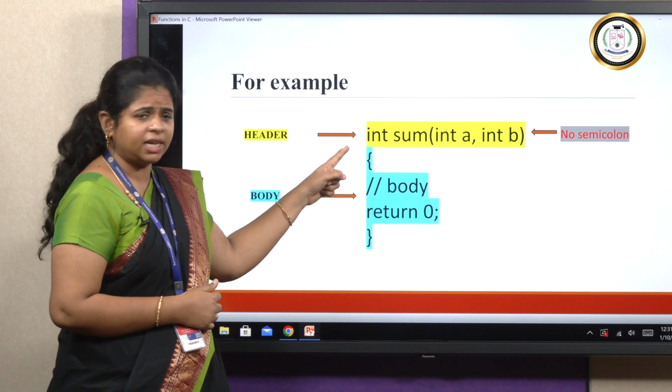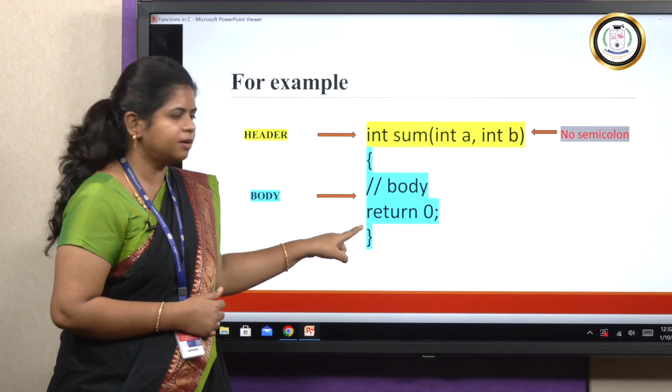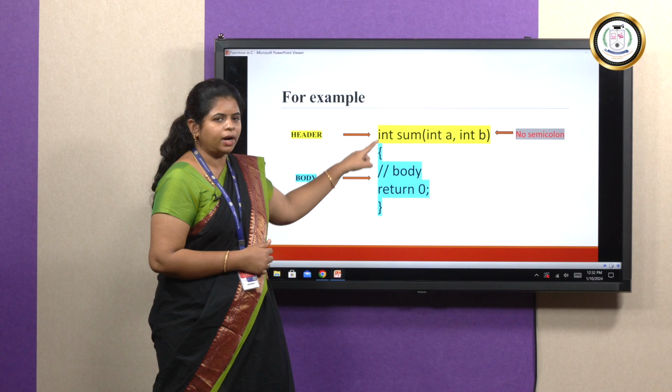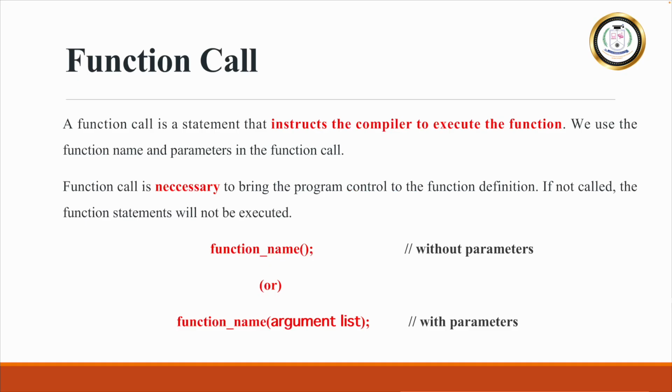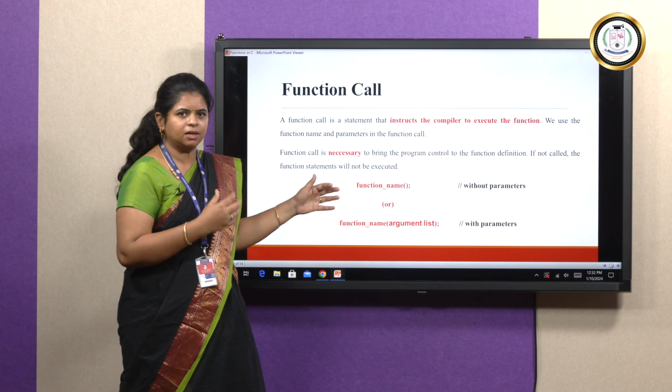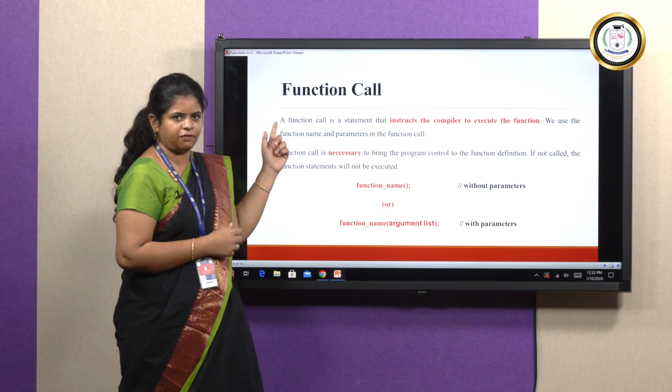If you are mentioning it as an int, you should write the return type. If you are using void, no need to write the return type. The next one is function call. Inside the main, you should make a call to the function whenever it is required. What happens is the control will be given to that function definition block.